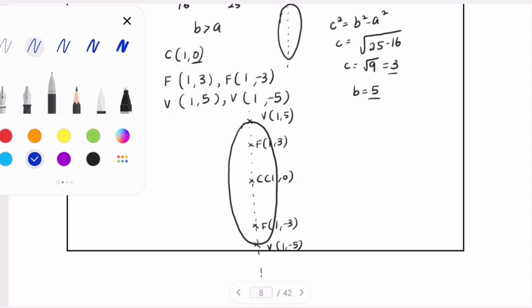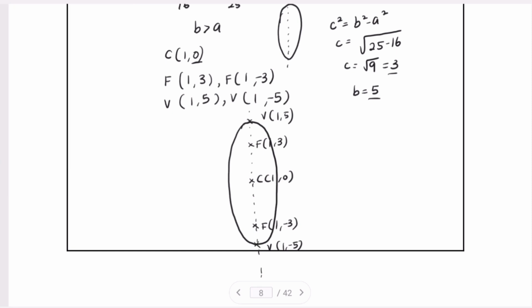Do not forget your axis. Okay, so this is 1. So assuming that the y-axis is over here, and your x-axis passes through the center. There you go. This is basically your ellipse.